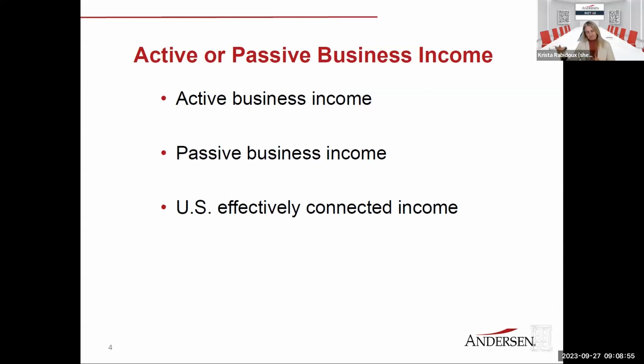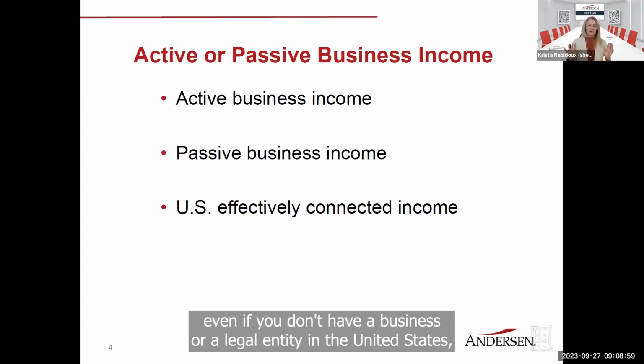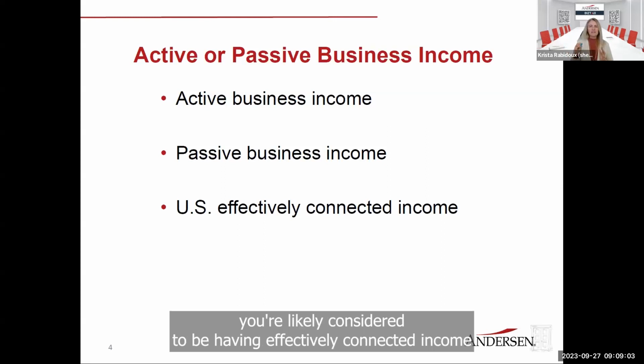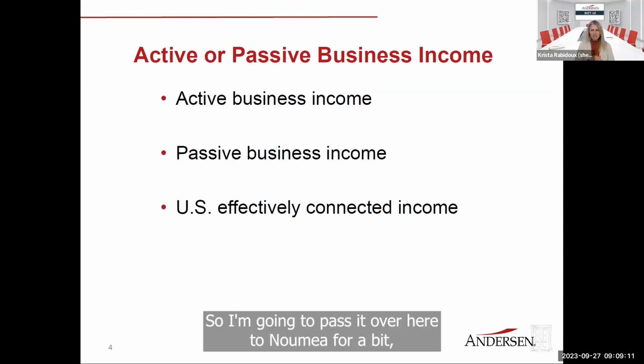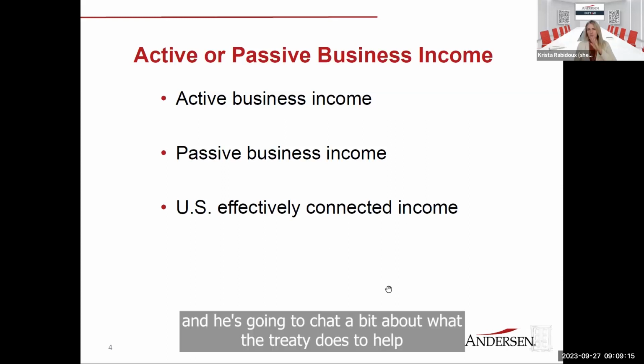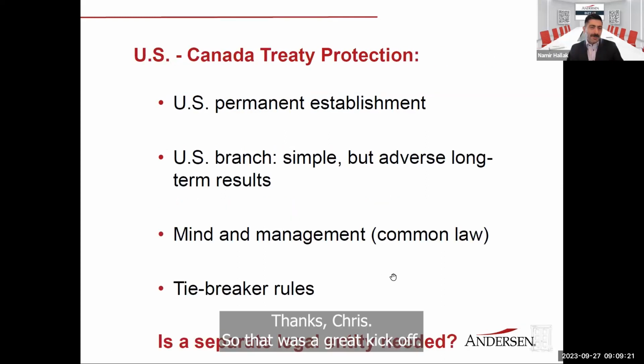So the moral of the story is the minute you start making money, even if you don't have a business or a legal entity in the United States, you're likely considered to be having effectively connected income that brings you into their reporting obligations. So I'm going to pass it over to Namir for a bit, and he's going to chat about what the treaty does to help protect you from taxation, even if you do have to report. Thanks, Krista. That was a great kickoff.